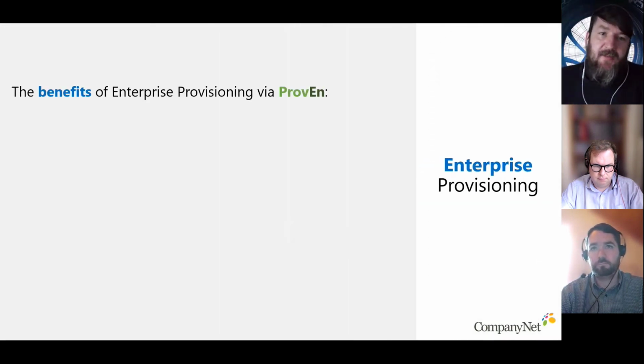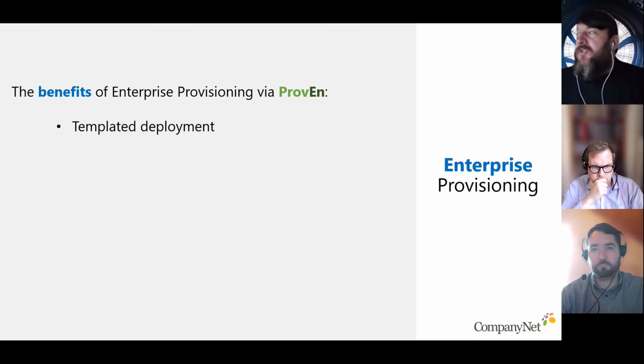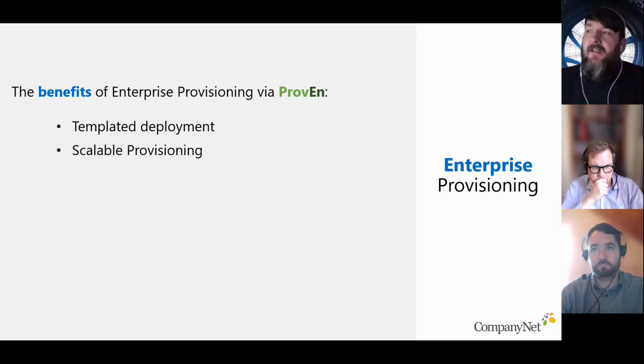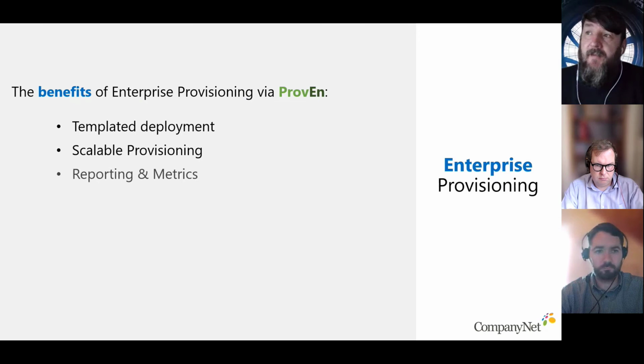Cool. So just finally, the benefits of enterprise provisioning via Proven. Templated deployment, so key when we're talking about governance. It's scalable, so it can handle one to two requests a week. It can handle hundreds of requests a day. It's entirely scalable to the amount of requests or your organization's requirements. So small, medium, large, it really doesn't matter. It just gives that governance and control over the automation aspects of delivering a provisioning model.